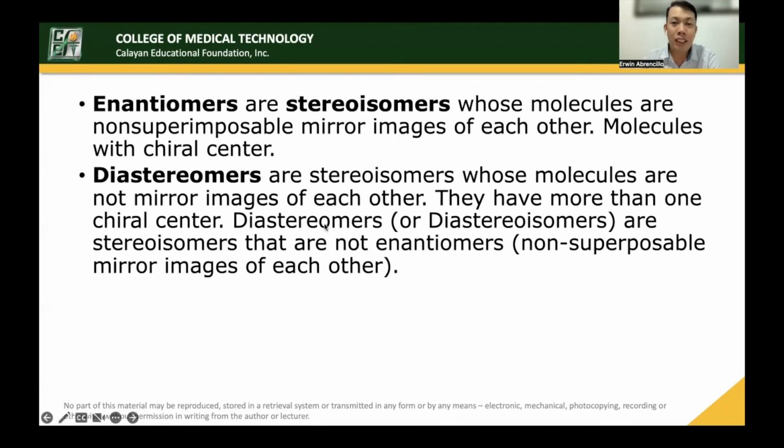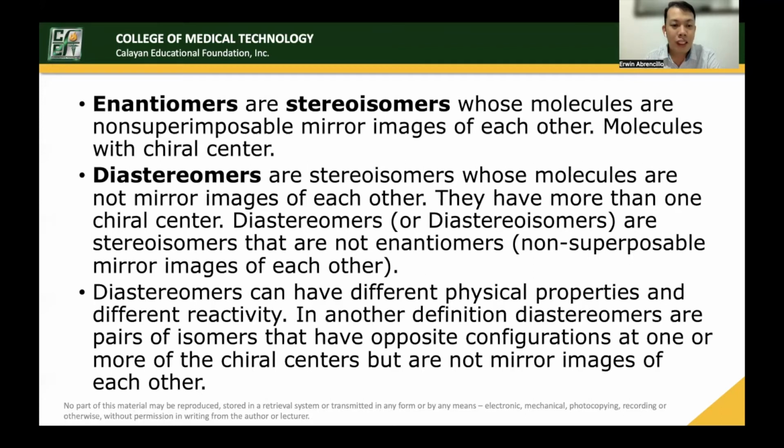They have more than one chiral center, but it doesn't mean that it is not an enantiomer. There is still a chiral center, because what we are talking about here is stereoisomerism. They are both stereoisomers, but they are not mirror images of each other. To sum it up, diastereomers are stereoisomers that are not enantiomers. They are non-superimposable, non-mirror images of each other.